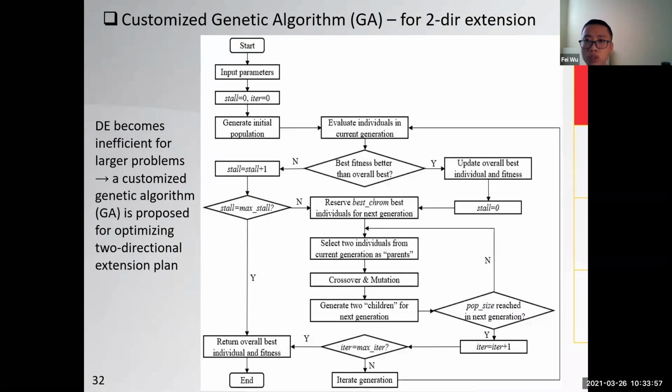Well, for this two-direction extension, we are using a customized genetic algorithm, because the differential evolution becomes pretty much inefficient for this much larger problem. For the two-direction extension, we have a much larger number of possible extension plans. So here is a general framework for the customized genetic algorithm.